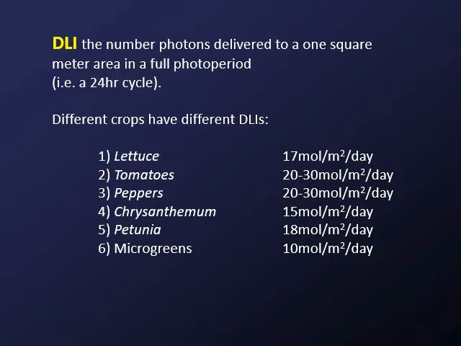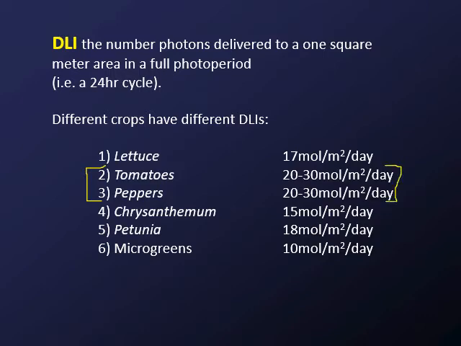So here I have a list of different crops. Lettuce requires 17 moles, not micromoles. This is the entire day. Remember, it's accumulating, so micro would be 1,000 times less. 17 moles per square meter per day, whereas tomato needs 20 to 30, peppers need 20 to 30, chrysanthemum, which is a fall growing crop, needs only 15, petunias need about 18, so often bedding plants fall into that category. So you can see right off the bat that tomatoes and peppers are the highest light intensity requiring crops. They need a lot of light in a 24-hour period to grow properly.